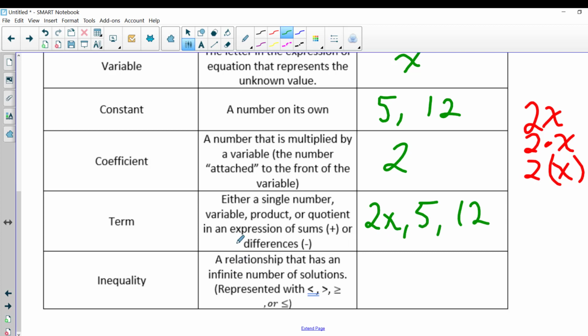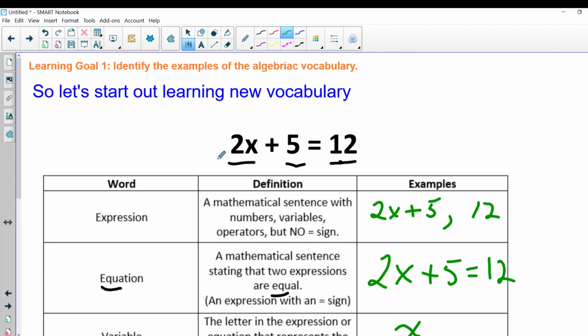Last is an inequality. We will get to those a little bit later, but figured we'd put this in our vocabulary words now. An inequality is a relationship that has an infinite number of solutions. So instead of an equal sign, it will have a less than or greater than, or greater than or equal to, or less than or equal to. So in here, this is an equation, but if I were to take that equal sign out and instead put the less than sign or the greater than, then that would be considered an inequality.